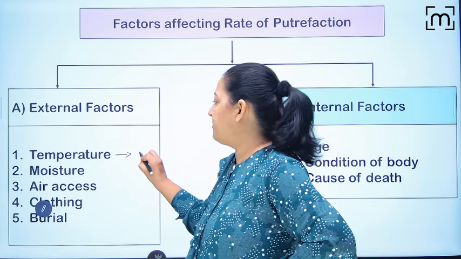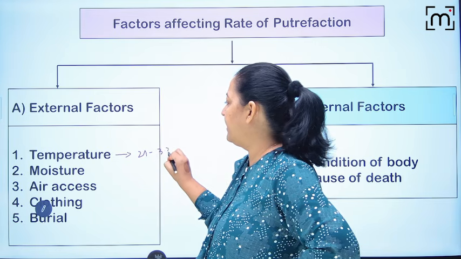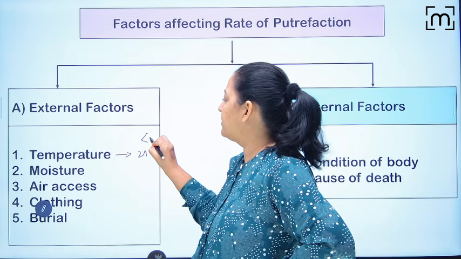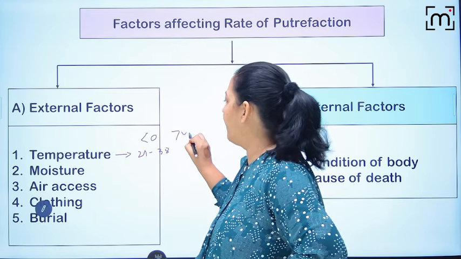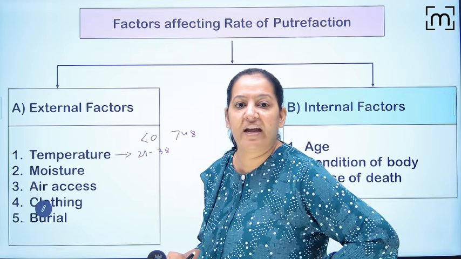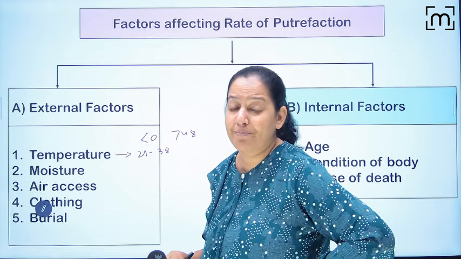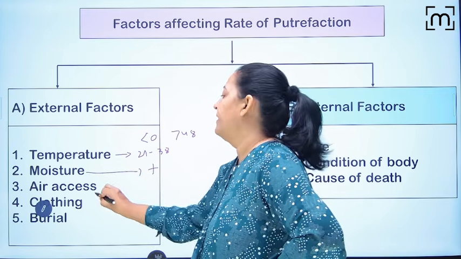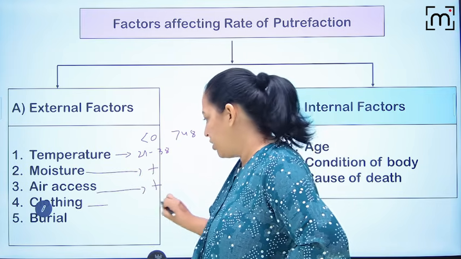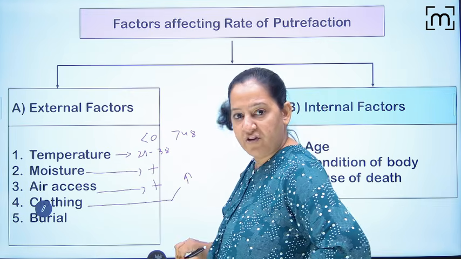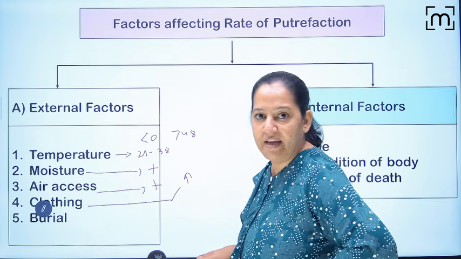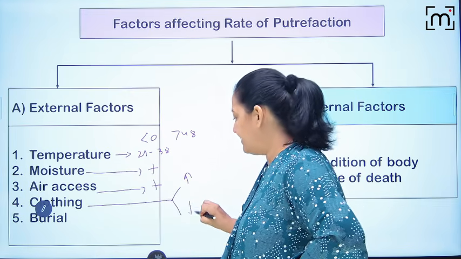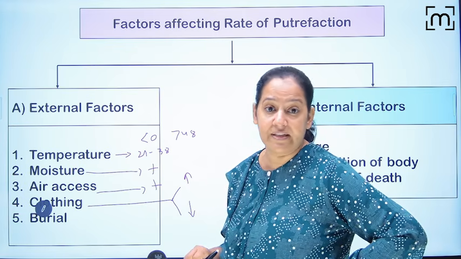Temperature: the optimum temperature is 21 to 38 degrees Celsius. Below 0 and above 48, it is arrested. Putrefaction doesn't happen because bacteria can't survive. Moisture is essential. Air is essential. Clothing initially increases the rate of putrefaction because it provides heat to the body, and later on it decreases the rate of putrefaction because it blocks the entry of the insects.